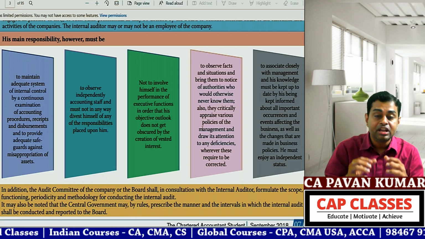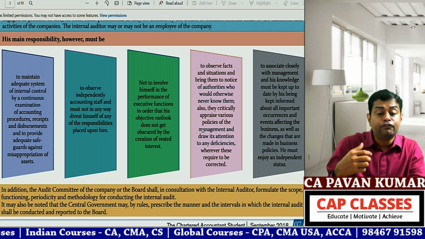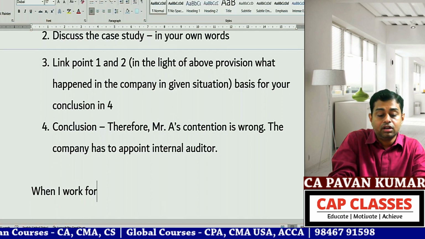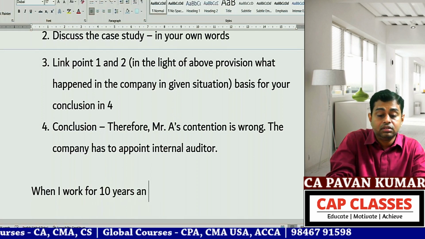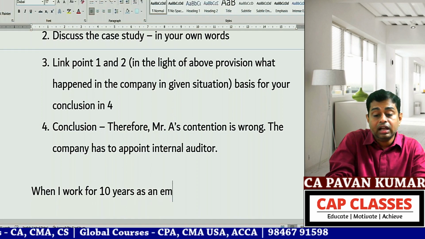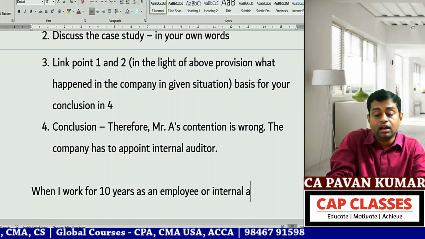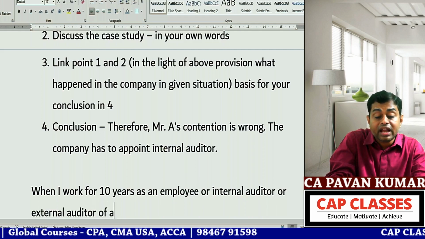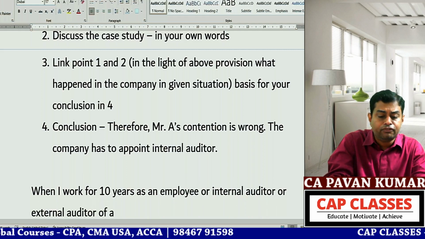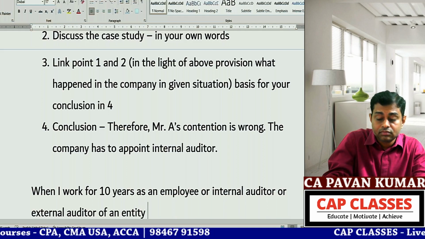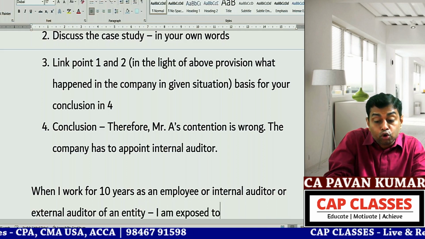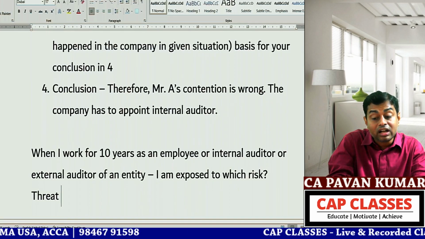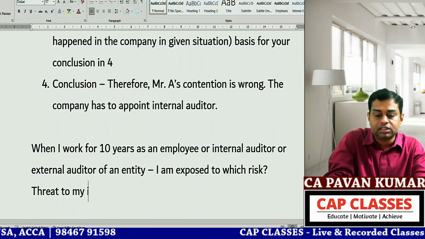Now you tell me, when I work for 4 years, or 10 years as an employee or internal auditor or external auditor of a specific entity, I am exposed to which risk? That means, what is threat to my independence?